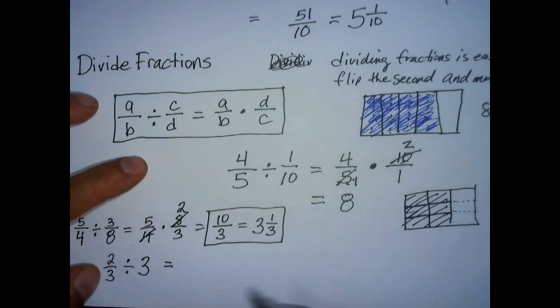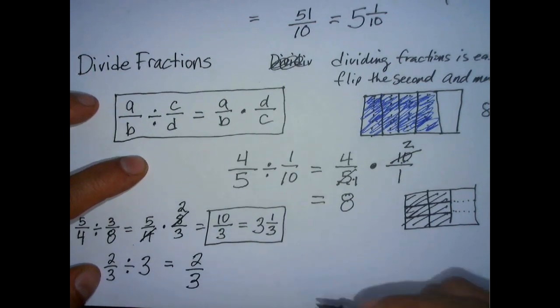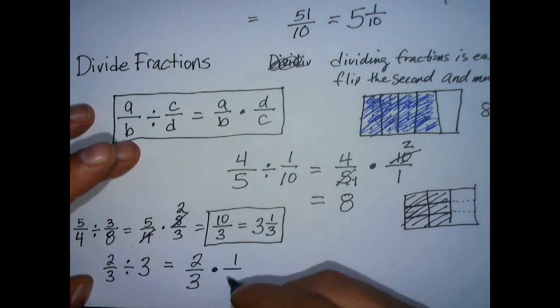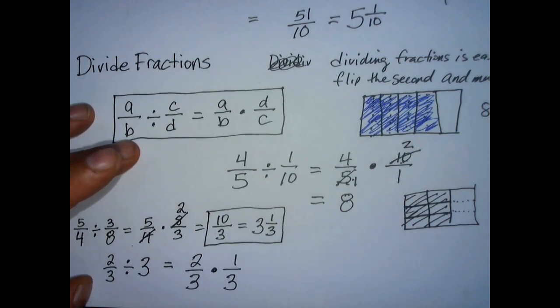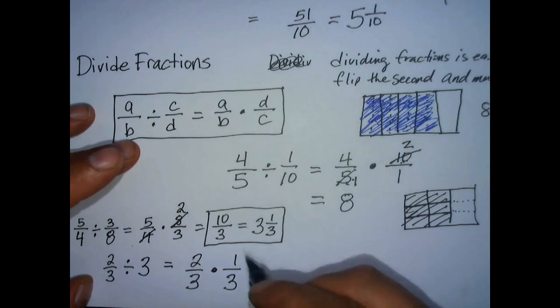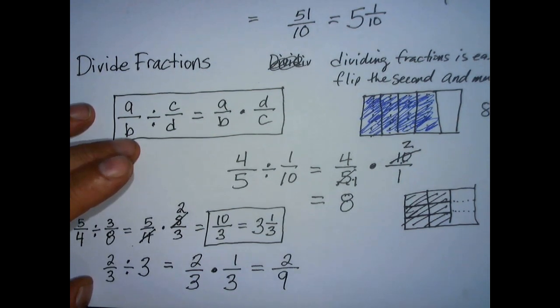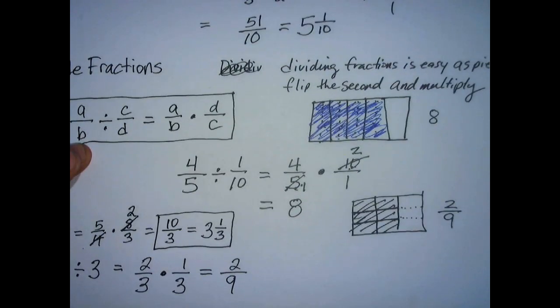And now you can see if we take 2/3, the first fraction stays the same. But how do you flip 3? You write it as 3 over 1. All those numbers are prime, so you can't reduce. 2 times 1 is 2, and 3 times 3 is 9. There's where 2/9 comes from. 1, 2 out of 9.